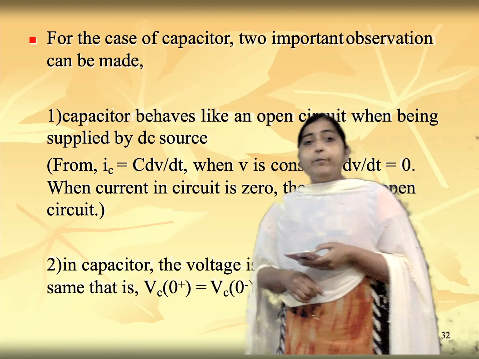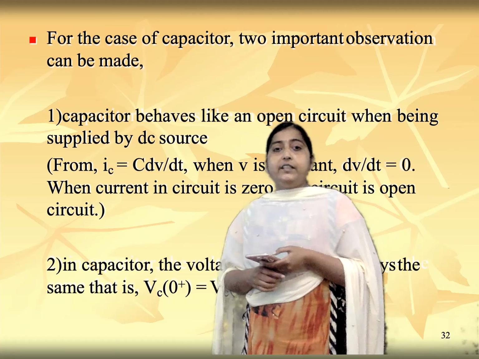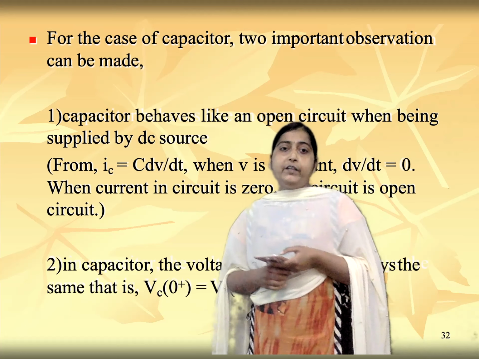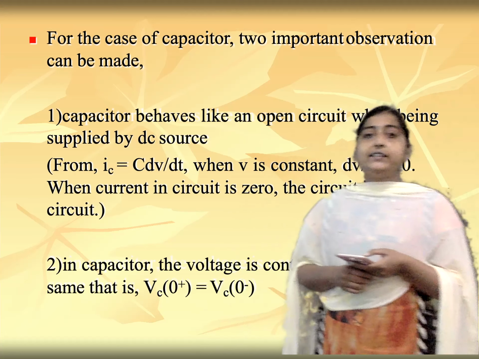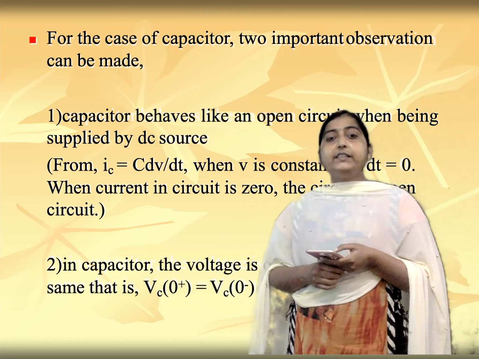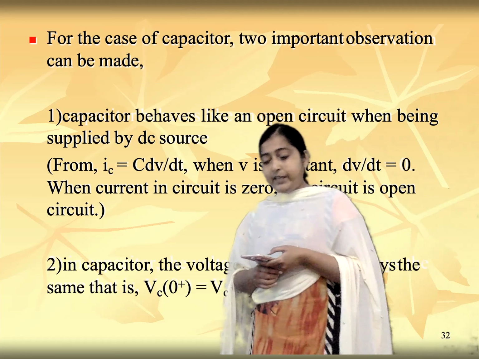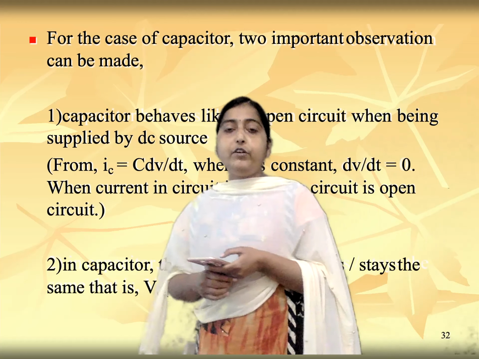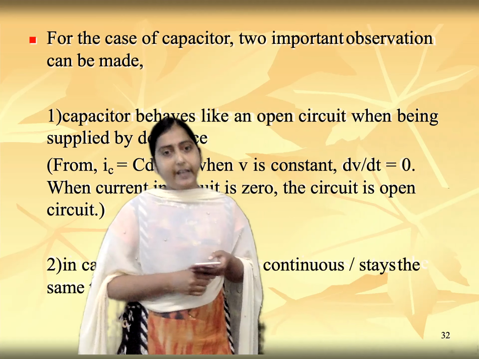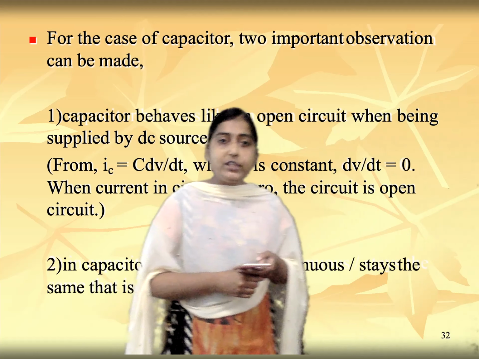Now, coming to the case of the capacitor, there are two important observations that we have to consider here. The first thing is the capacitor behaves like an open circuit when being supplied by a DC source. So the capacitor normally for a DC circuit will behave like an open circuit, whereas the inductor behaves like a short circuit.